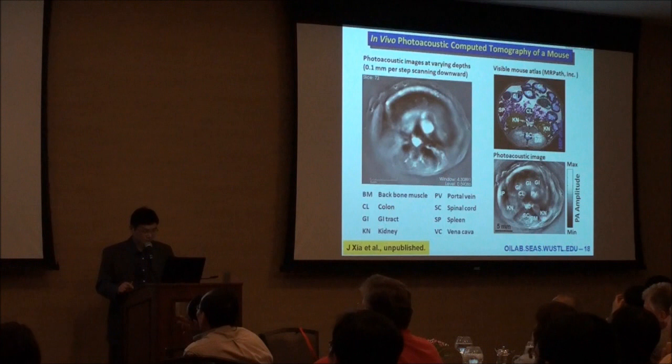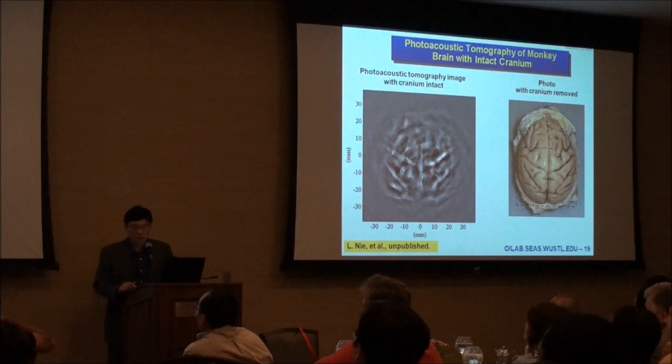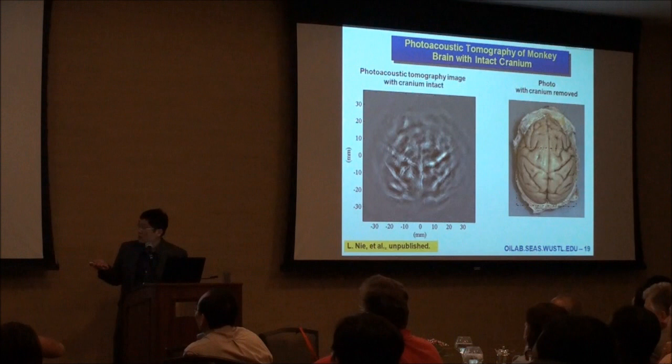And we're thinking of moving toward bigger animals and eventually human brains. So this is a rhesus monkey head image using our system. And even by going through the skull, we can still reveal some of the features in the brain cortex. So this is getting very exciting.